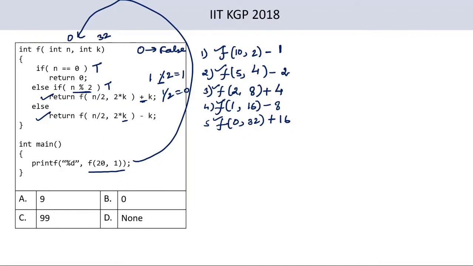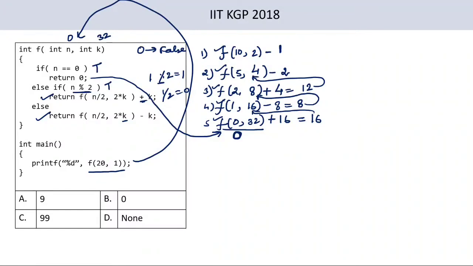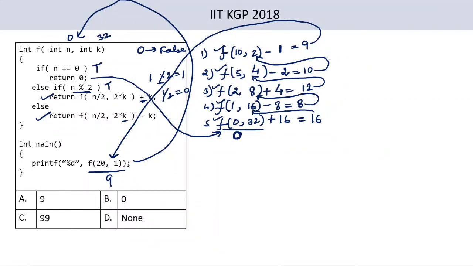So when n becomes 0, you simply return 0. To whom will you return? I'll return 0 to the function that called me. So 0 plus 16 becomes 16. I will return this value 16 to the previous function. 16 minus 8 becomes 8. I'll return 8 to this function. 8 plus 4 becomes 12. I'll return 12 to this function. 12 minus 2 becomes 10. I'll return 10 to this function, and 10 minus 1 becomes 9, and finally I'll return 9 to the function that gave the initial call. So I get the answer 9.